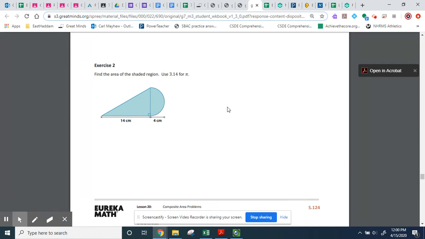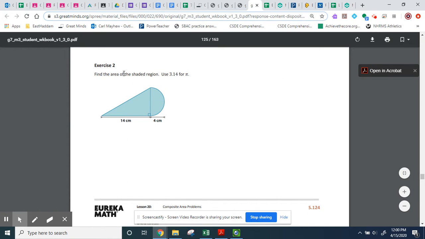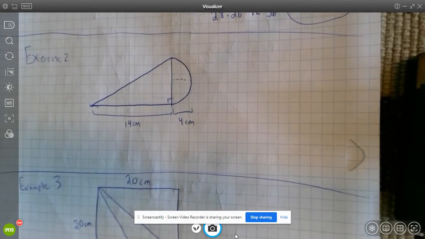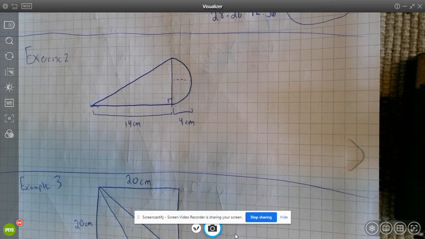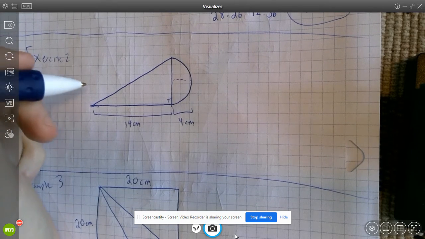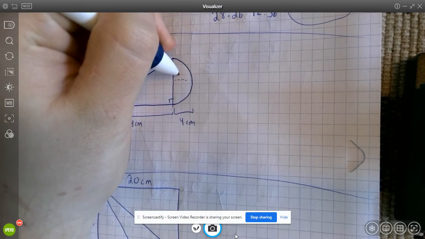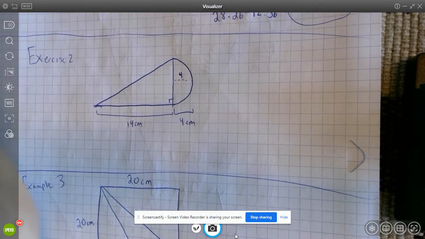The next one that we're going to be looking at is exercise 2 in our book, which is the composition of a triangle and a semicircle. I took the time to draw that beforehand as well. So we have a triangle and a semicircle. And believe it or not, we actually already have all the measurements that we need in order to find the area of both of these things put together. First of all, if this length right here is 4, it means that the radius of this semicircle is 4.